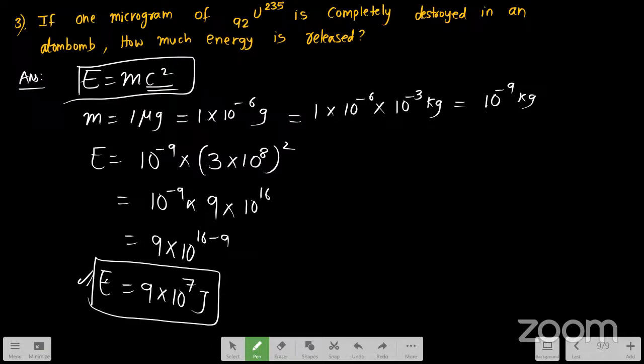So one more question is left. If you are done with that question, then we'll be done with the numericals of nuclear physics. Important numericals for nuclear physics for LAQ. Fourth question. The question is, calculate the energy equivalent of 1 gram of substance.